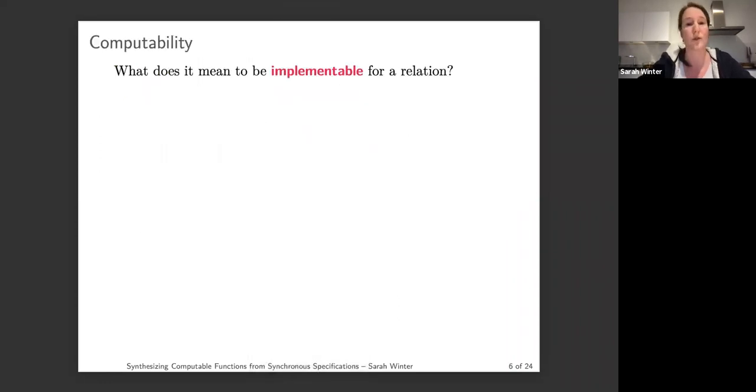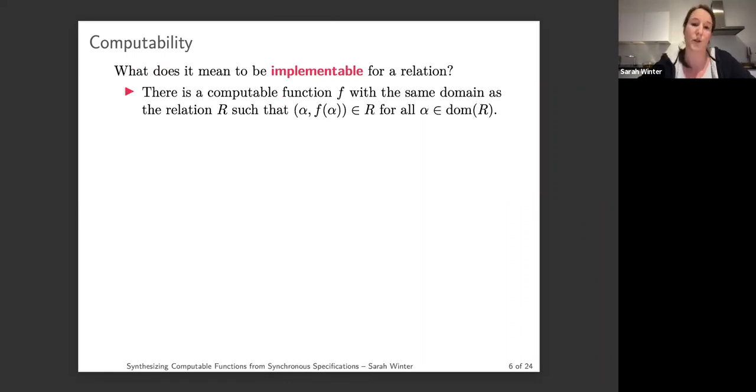Okay, now I want to formally introduce what it means to be implementable for a relation. It means that there is a computable function f that has the same domain as the relation, and for an input value, the input value and the value assigned by the function, this pair should be in the relation. And this especially means that for all inputs that are not part of the domain, there are no requirements on what happens.